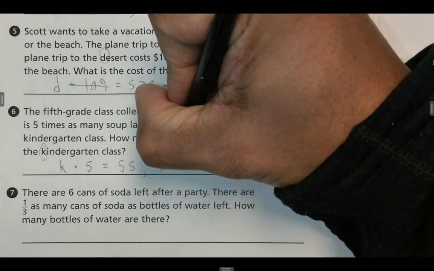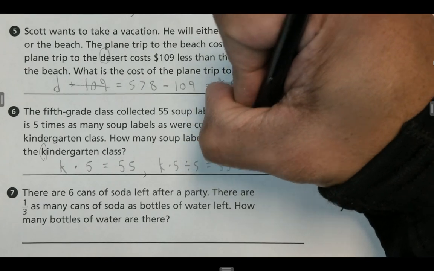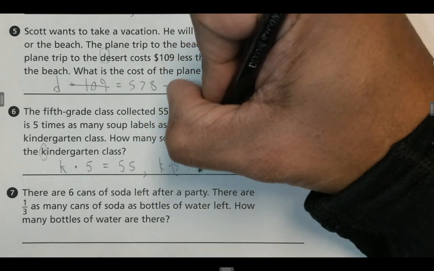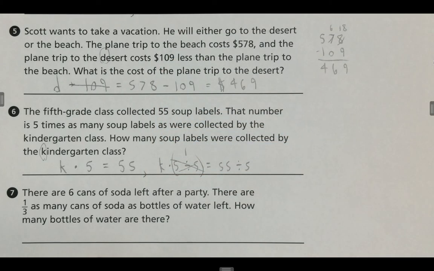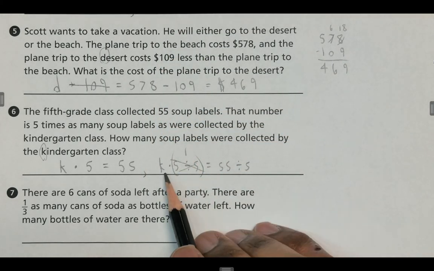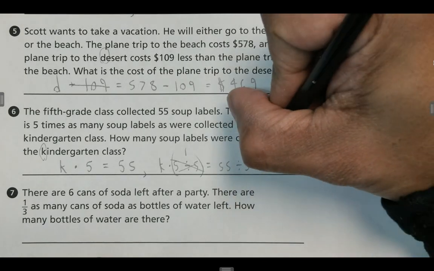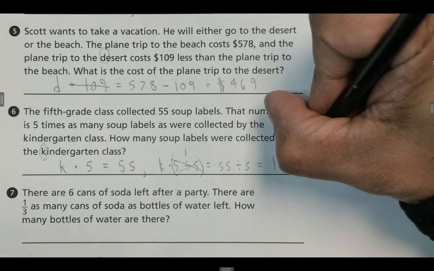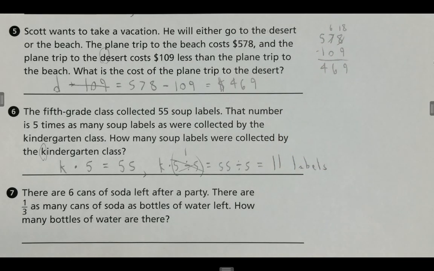So K times 5 divided by 5 equals 55 divided by 5. Remember, 5 divided by 5, well, that's just plain old 1. K times 1 is plain old K. Equals 55 divided by 5. What's 55 divided by 5? 11 labels is our answer.